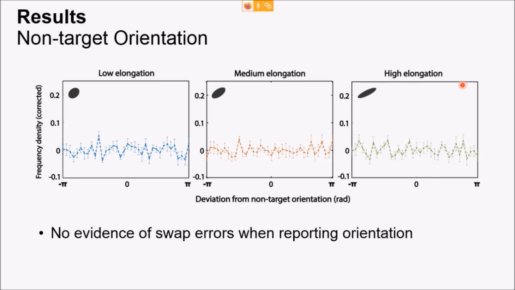Moving now to the non-target error distributions. These distributions have been centered on the orientations of the non-target items, and these plots have been corrected for chance, so that any central tendency would indicate the presence of swap errors. But as you can see in all three plots, the distribution is close to uniform, suggesting that when reporting orientation, there were no swap errors.